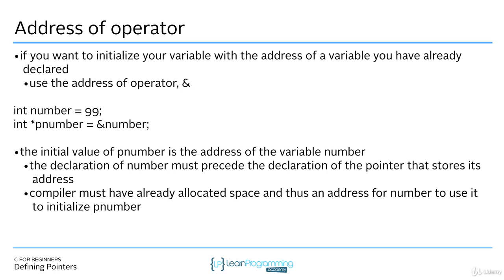The declaration of number must precede the declaration of the pointer that stores its address, because you cannot assign to a pointer something that doesn't have memory allocated. If you try to assign to that pointer number, number doesn't exist unless you do it after. In order to assign an address to a pointer, that address has to have memory allocated for it. Otherwise, the compiler is going to complain.